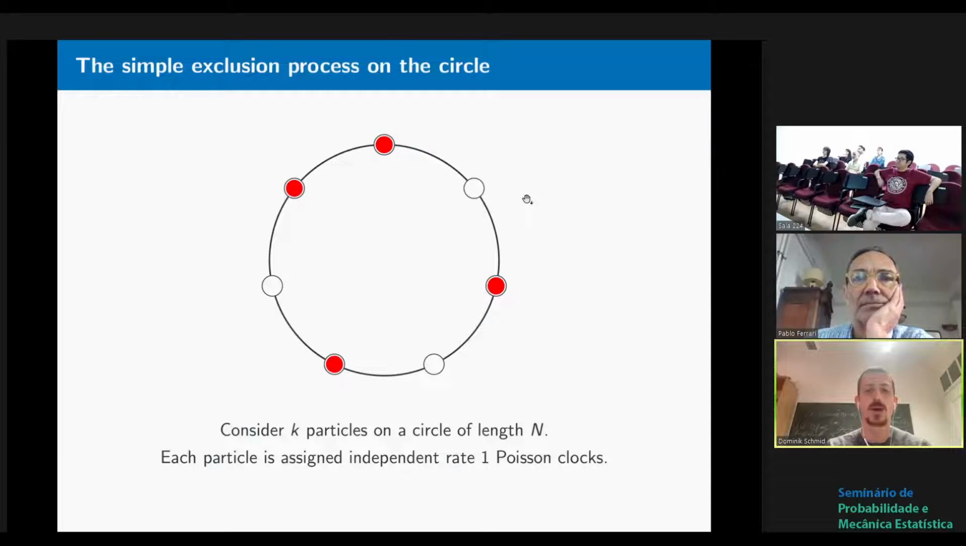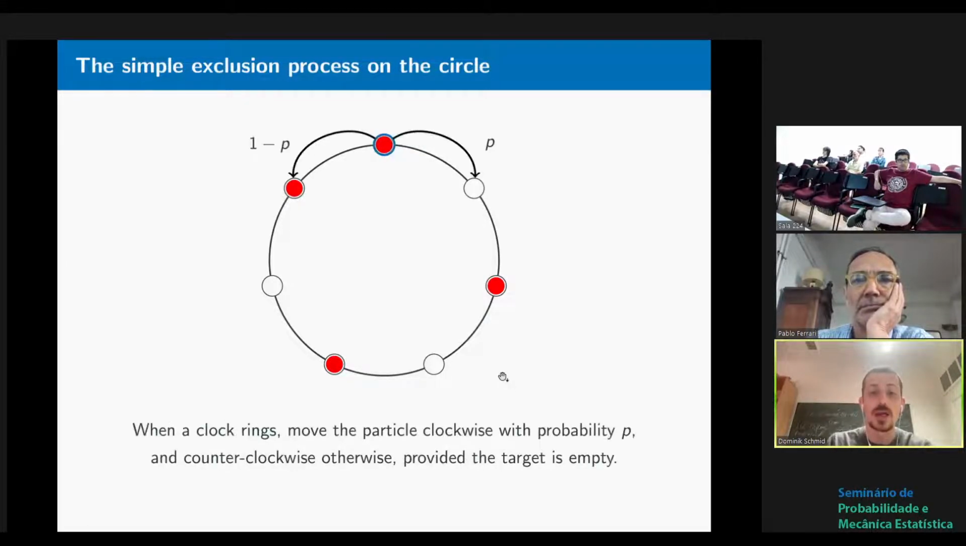For this model, we consider a circle of length n, so here in this case of length 7, and we place particles on distinct sites. So each site of the circle is occupied by at most one particle. In general, we have k particles on the circle of length n, and each of the particles receives some rate 1 Poisson clocks independently. And whenever the clock of a particle rings, it performs a jump to the right with probability p for some fixed p between 0 and 1, and to the left with probability 1 minus p.